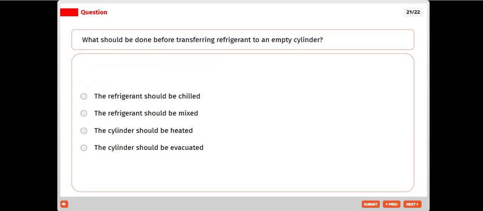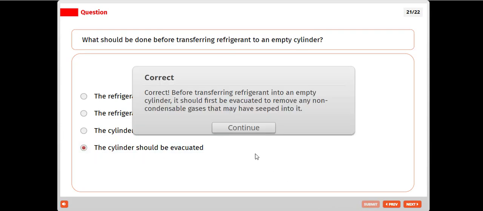What should be done before transferring a refrigerant to an empty cylinder? The refrigerant should be chilled, the refrigerant should be mixed, the cylinder should be heated, the cylinder should be evacuated. Okay. Yeah, I think the cylinder should be evacuated.